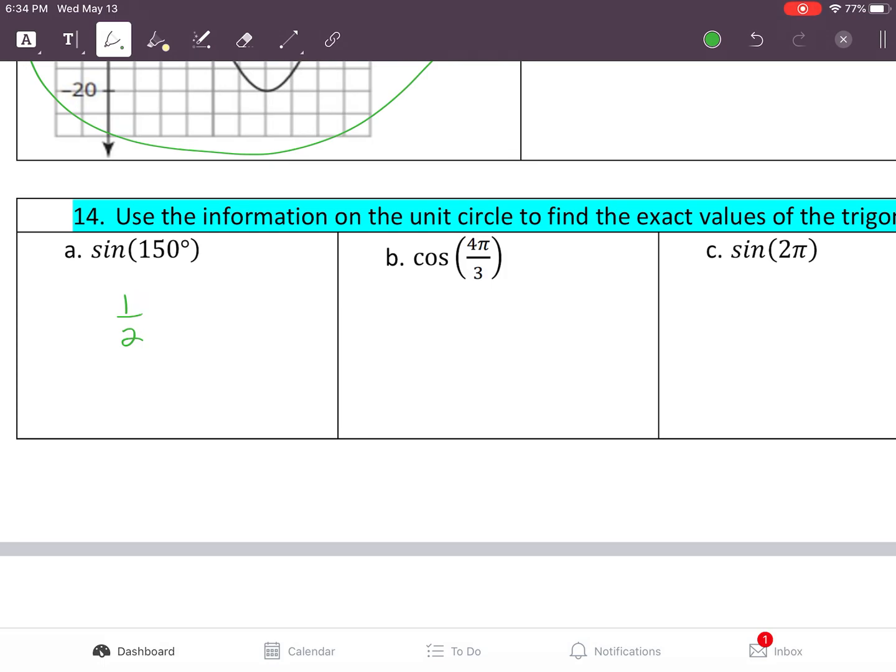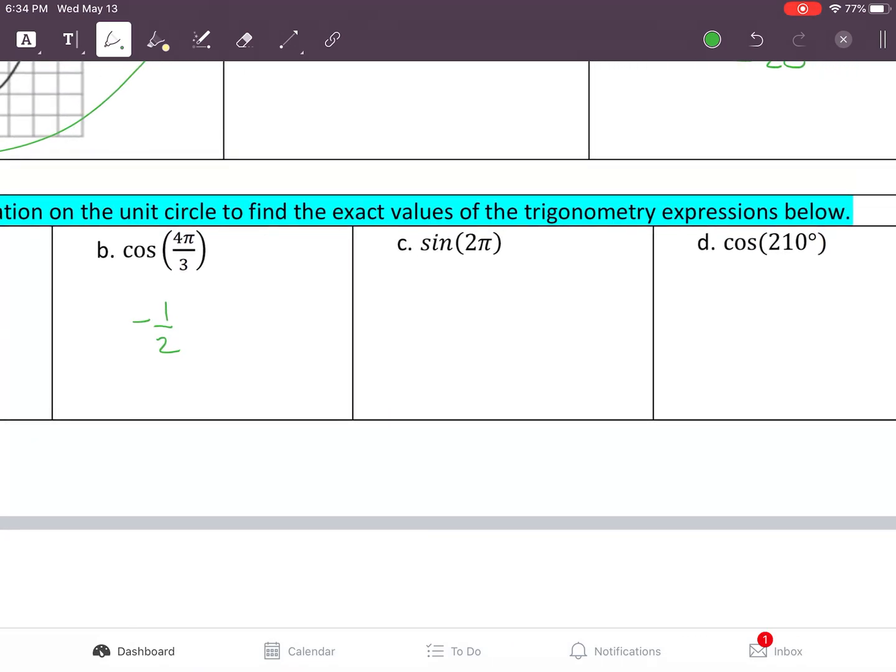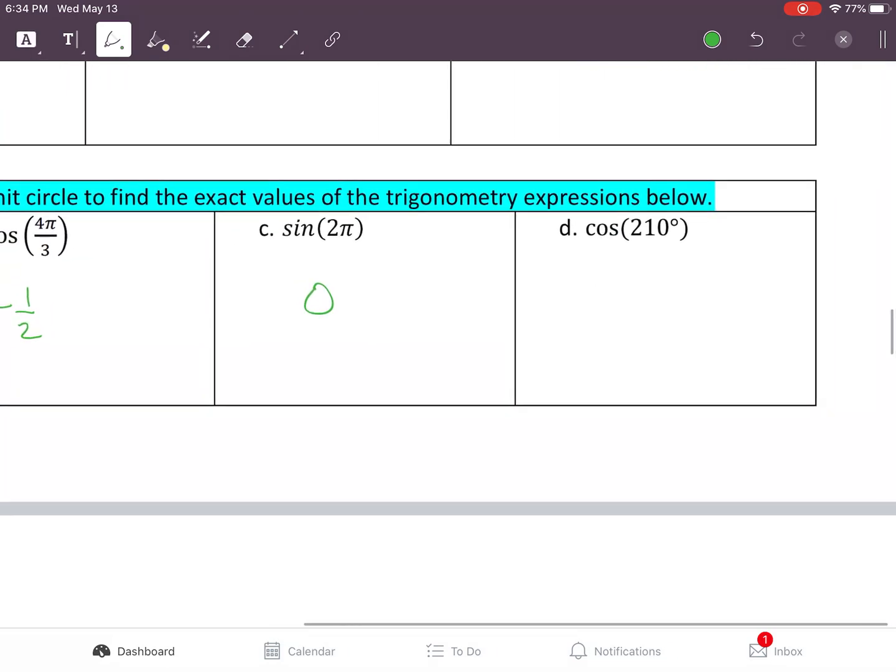For cosine of 4 pi over 3, we look at 4 pi over 3 on our unit circle. This is cosine, so we're looking for the x term. The x term of the point at 4 pi over 3 is negative 1/2. And sine of 2 pi, so 2 pi is all the way around the unit circle. It's the same as 0 pi. Looking for the y value, and that is 0. And lastly, the cosine of 210. We're looking at the x term of 210 degrees, which is negative root 3 over 2.